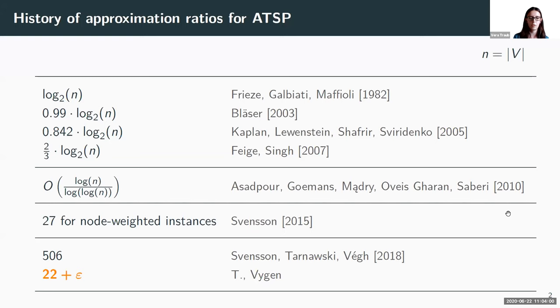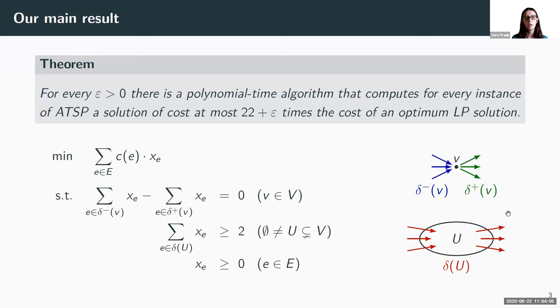So the main theorem that we prove in our paper is that for every positive epsilon, there is a polynomial time algorithm that computes for every instance of ATSP a solution of cost at most 22 plus epsilon times the cost of an optimum LP solution.